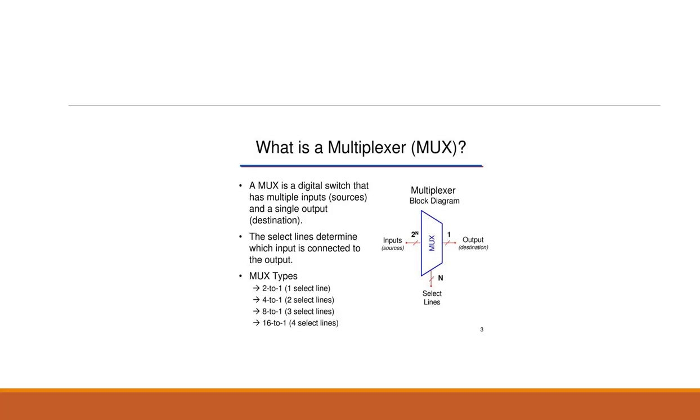A multiplexer is a digital switch that has multiple input sources and a single output destination. The select lines determine which input is connected to the output. The types of multiplexers are 2 to 1, which uses 1 select line, 4 to 1, which uses 2 select lines, 8 to 1, which uses 3 select lines, and 16 to 1, which uses 4 select lines. This is the block diagram of the multiplexer.